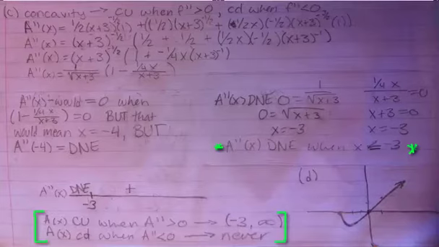So then I made a number line of A double prime of x, and then from that I could see the intervals where A of x is concave up or concave down, and since A double prime is never less than 0, A of x is never concave down, and since the second derivative is always greater than 0 except for where it does not exist, the interval where A of x is concave up is from -3 to infinity.